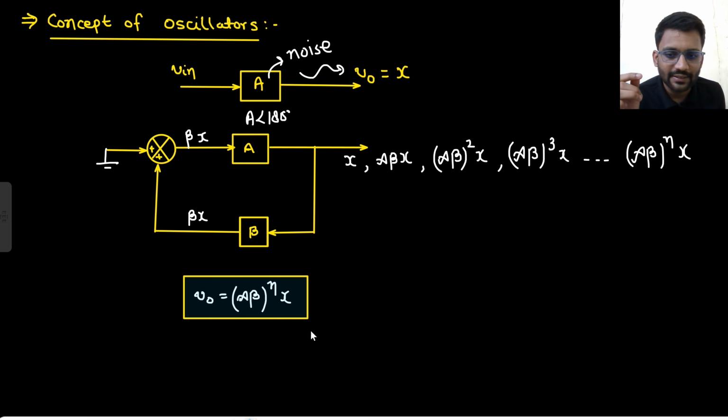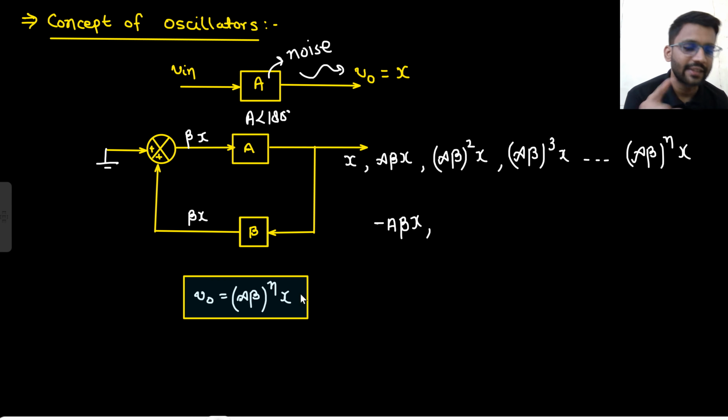So here you are having x. X will be multiplied with beta. It will be beta x. Beta x will be multiplied with A but with 180 degree phase shift. So what you will have at the output? Minus A beta x. In the next cycle, what will happen?